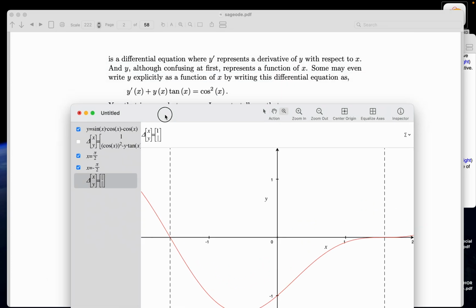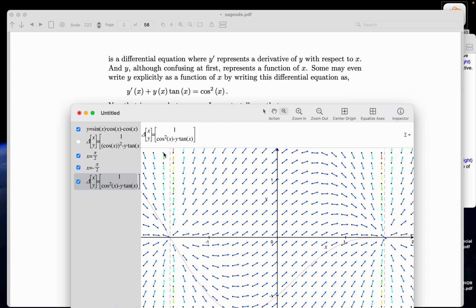Let me go back to my original differential equation. This is the derivative of y with respect to x. What is it equal to? Well, this is going to be the y component, the derivative of y. That's going to be cosine squared, and the argument's going to be x, then minus y times the tangent of x. Let me hit return, and we get it back.